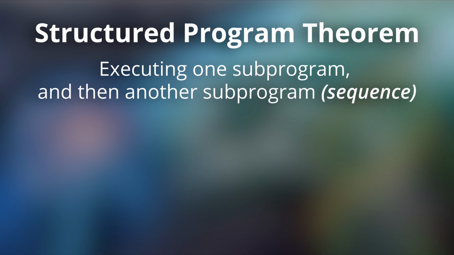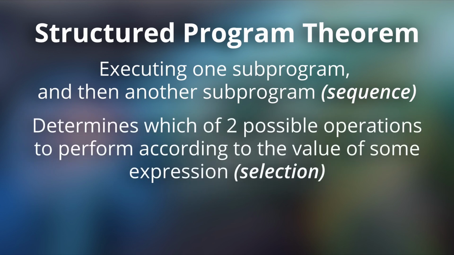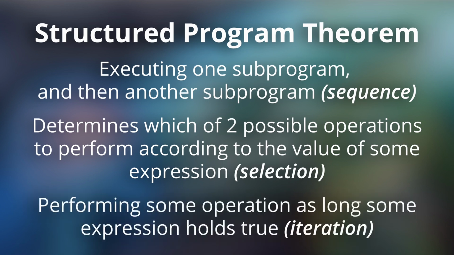The second type of control structure that it needs is selection. So that is, it determines which of 2 possible operations to perform according to the value of some expression. So if the value comes out 0, it performs one thing, and if the value comes out 1, it performs some other thing. That's essentially an if-then structure. The third type of control structure that it needs to be Turing complete is iteration. So that is performing some operation as long as some expression holds true. So this is a while construct. While something is the case, then keep doing this until it stops being the case and then stop.